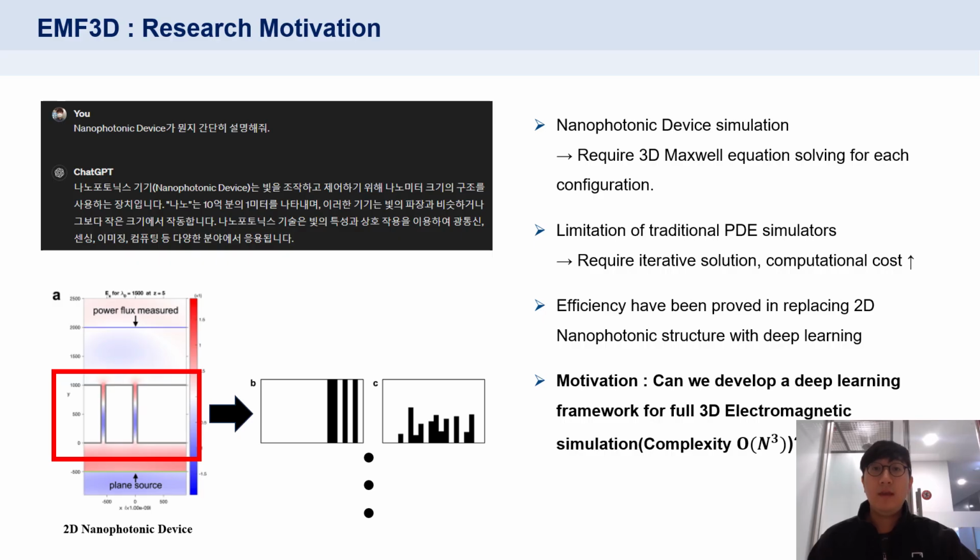Consequently, implementing deep learning frameworks for 2D nanophotonic devices has shown superiority. However, the situation is challenging when we move from 2D to 3D. The computational complexity scales as order of N cubed, and most existing deep learning approaches remain restricted to simplified 2D structures. This motivated my first research question. Can we extend the deep learning based framework to full 3D electromagnetic simulation?